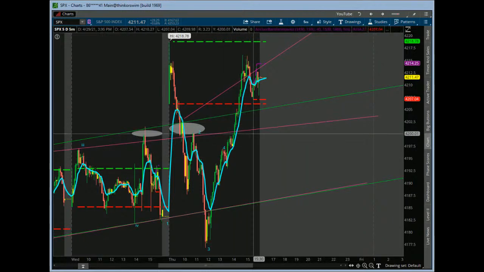And actually, this isn't a horrible example. This is a truncated wave 5. And notice how from here, this pullback, this is your wave 5 right here, and then it ends up, boom, launching its way to the upside.